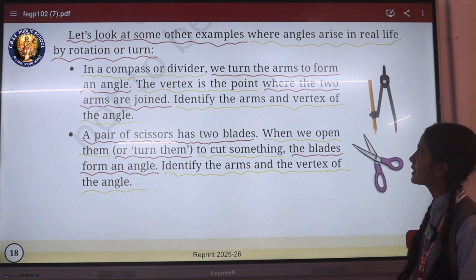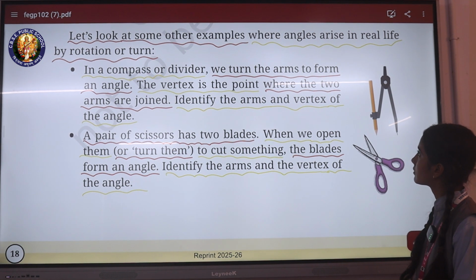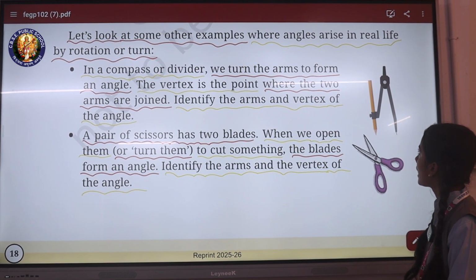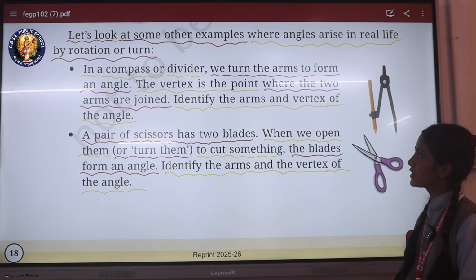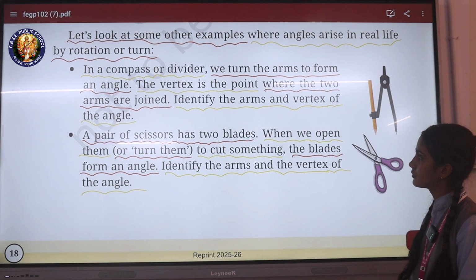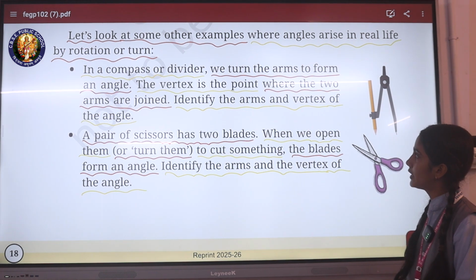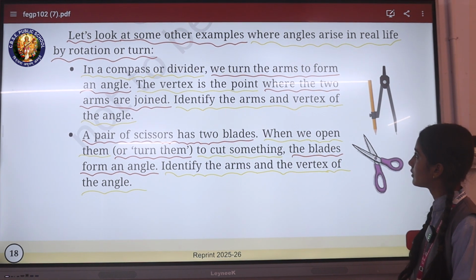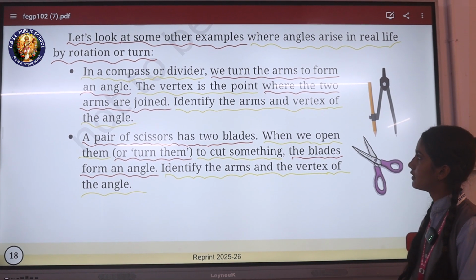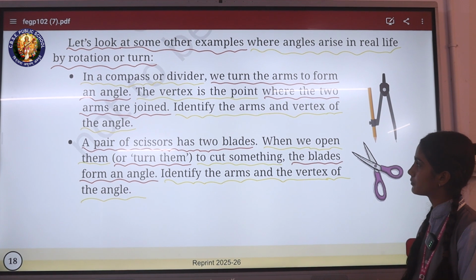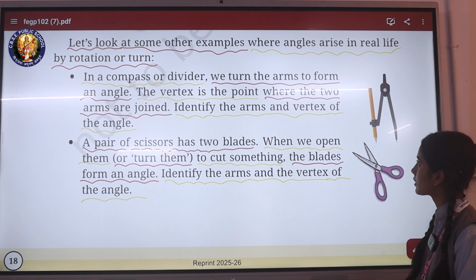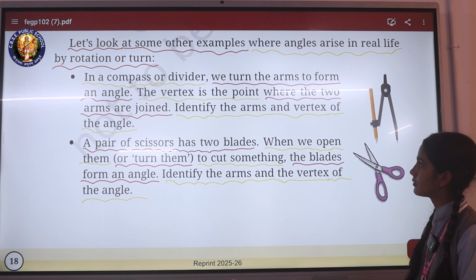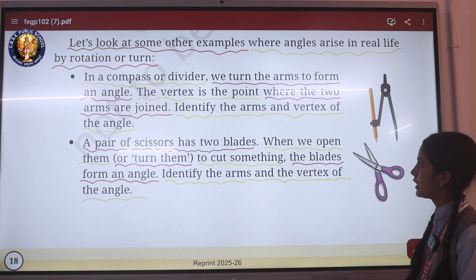Let's look at some other examples where angles arise in real life by rotation or turn, in a compass or divider. We turn the arms to form an angle. The vertex is the point where the two arms are joined. Identify the arms and vertex of the angle.